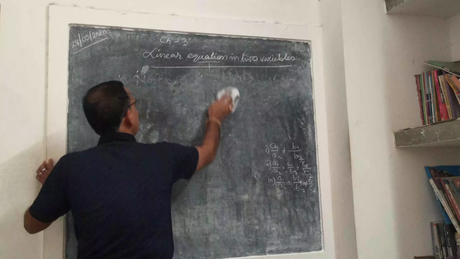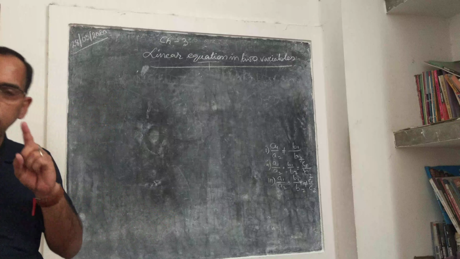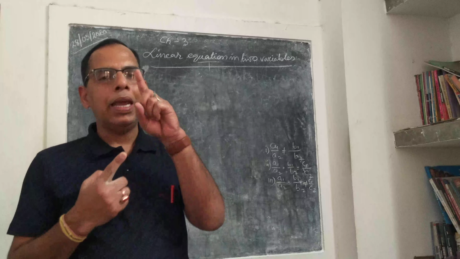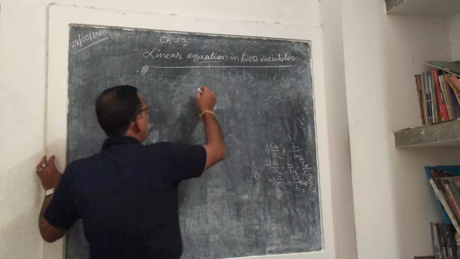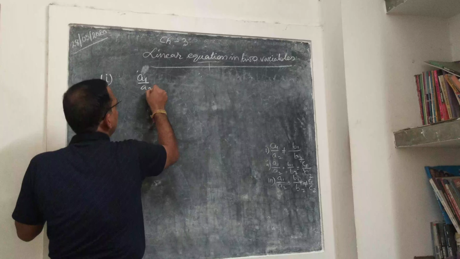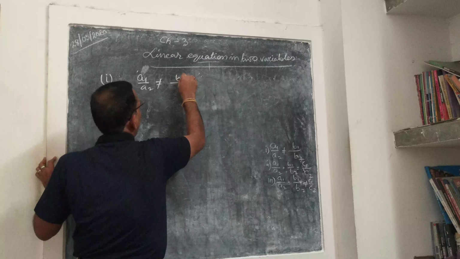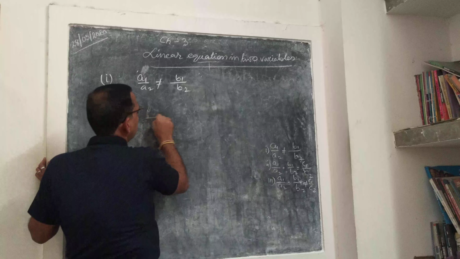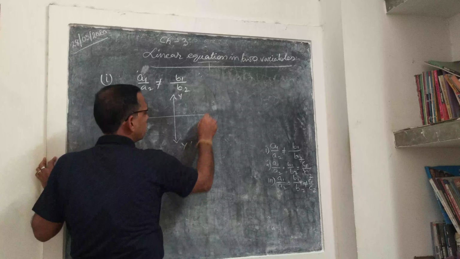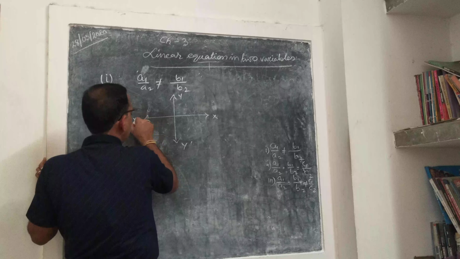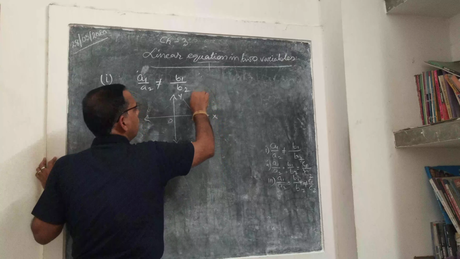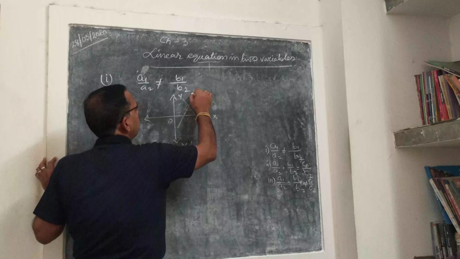As the first one was unique solution, that means both the equations will intersect exactly at one point. So for the first condition, that is A1 by A2 not equal to B1 by B2, it will be like this. This is y dash, x dash, this is 0. If we draw any two equations, then these two will intersect.